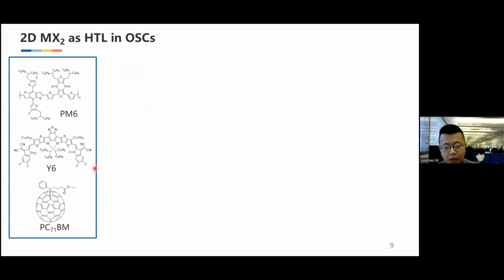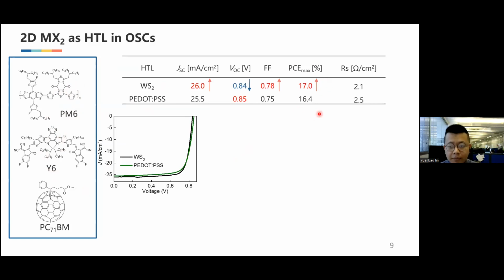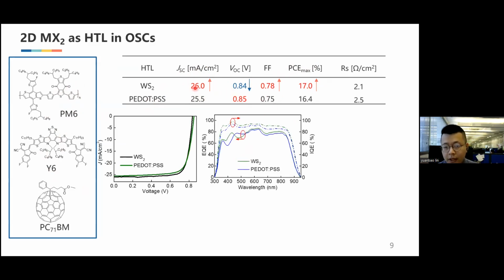And we tested one of the highest performing systems in 2019, PM6:Y6 and PCPN. We get higher performance as compared to PEDOT:PSS because of the increase of photocurrent and also better fill factor, but slightly reduced VOC. The enhanced photocurrent is because of more photo response in this wavelength. This is because PEDOT:PSS absorbs some light in the visible light and the MIR region. So when we use the 2D material, we can increase the photo response in this wavelength.